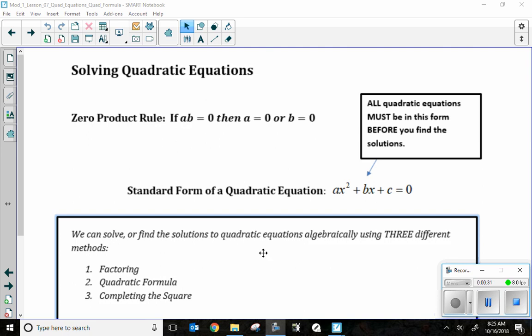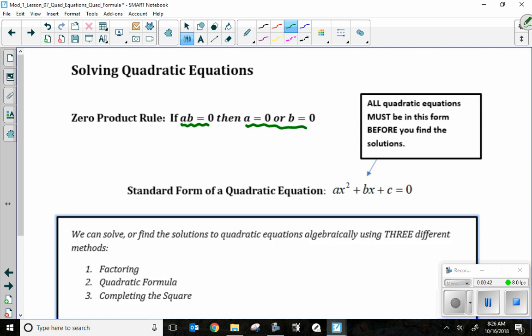So let's go ahead here. First of all, zero product rule. This is kind of important, kind of not. I'm not really going to pay too much attention to that. But what I want you to notice is this is critical. All quadratic equations must be in this form before you find the solution. But more importantly, they must be set equal to 0. That's the killer thing here. So a lot of quadratics may not have all three terms, and that's fine. But it must be set equal to 0 before you can solve.